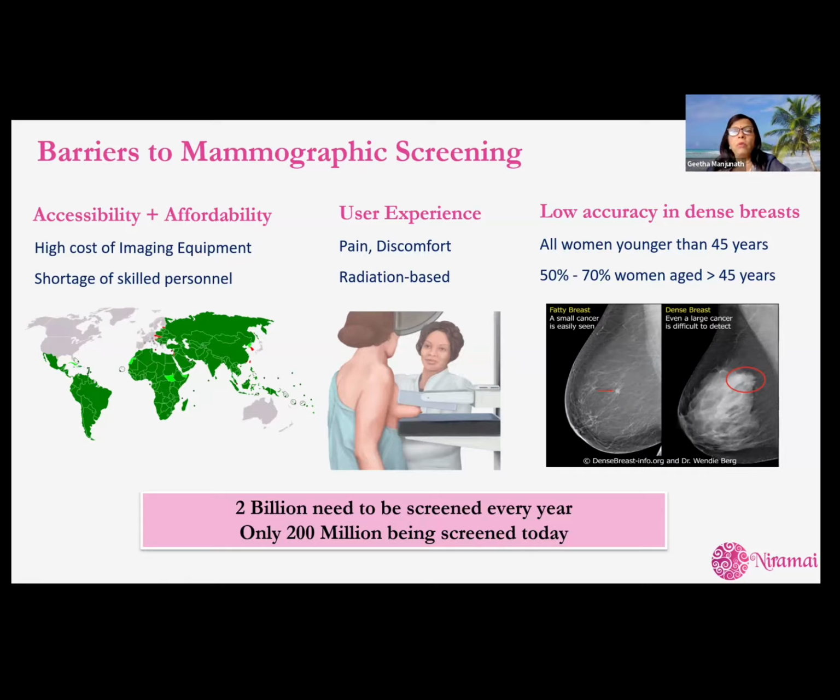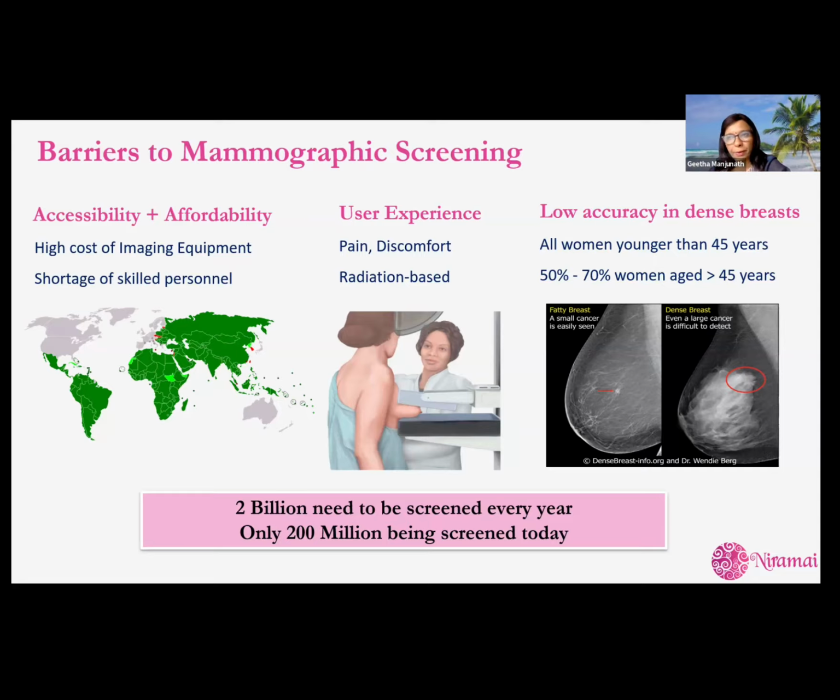And who has dense tissue? Almost every lady under 45 years tends to have dense tissue. And that's why mammogram is recommended only above 45 years. And even above 45, 50 to 70% of women have dense tissue. So they are recommended an additional test of ultrasound. So this is the scene.